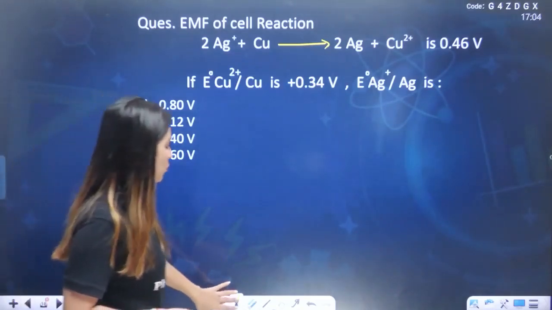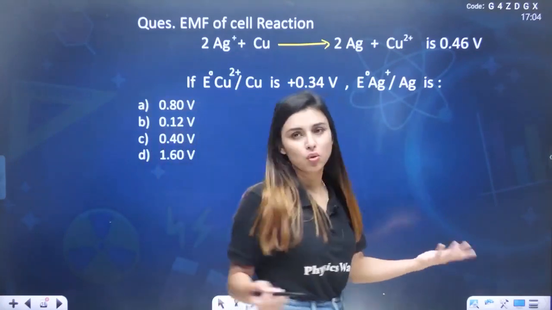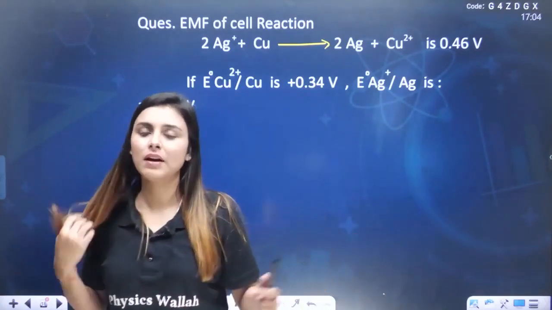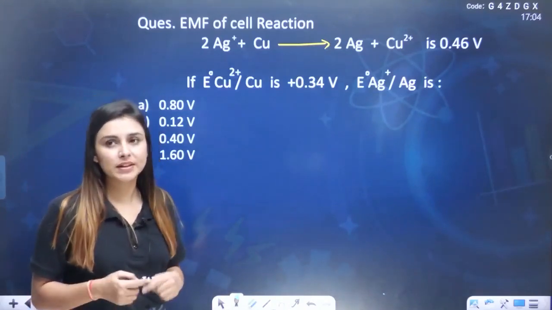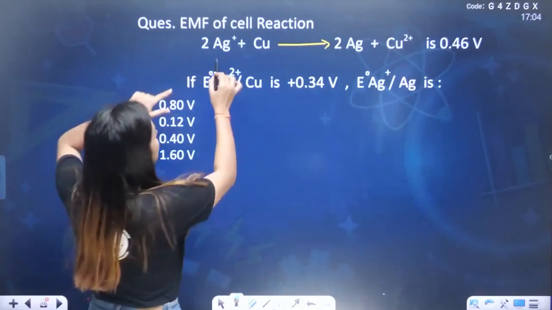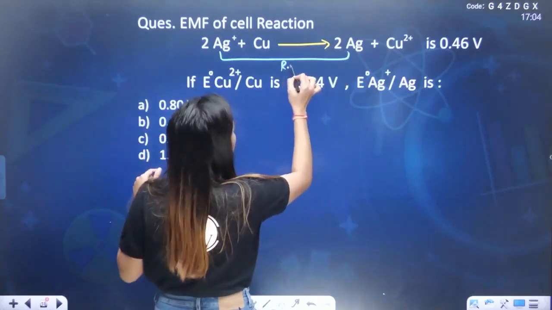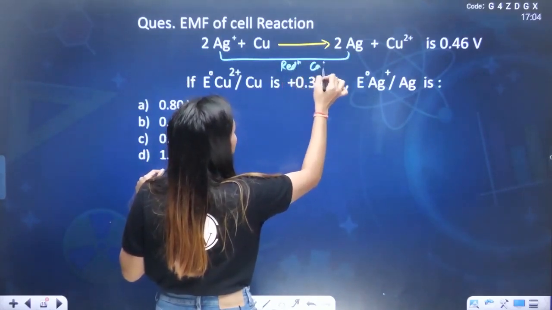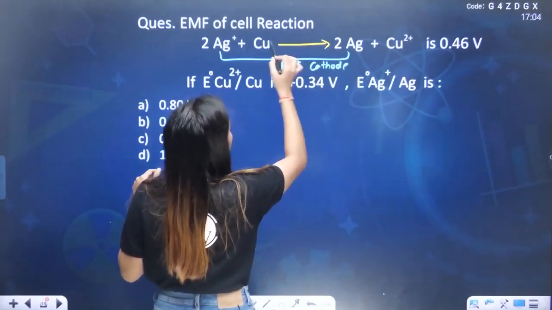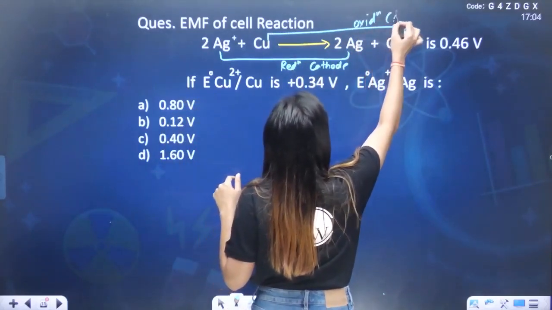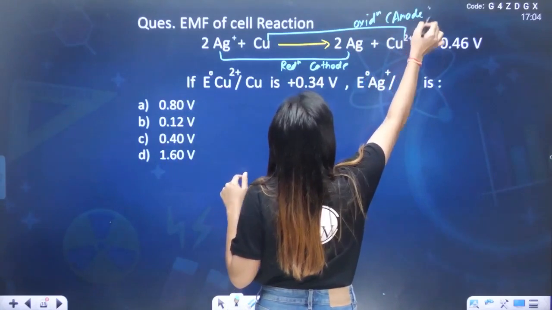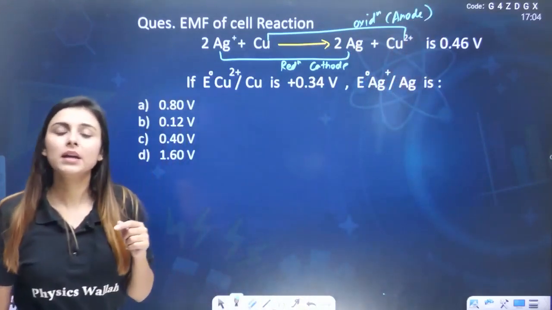See, the first and most important thing which you will do after seeing this question is, you will see which of the following is the anode and which is the cathode. So if I see Ag plus to Ag, this is reduction. Since this is reduction, this is the cathode, and from Cu to Cu 2 plus, this is oxidation, and since it is oxidation, this is the anode. So I got my anode and my cathode.